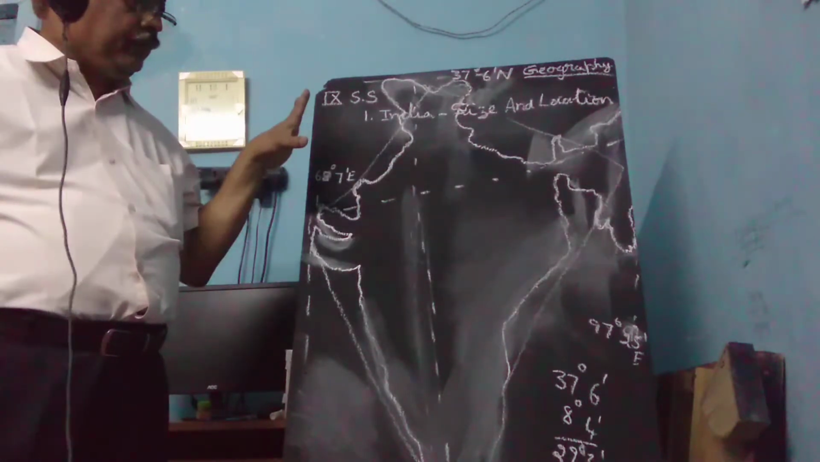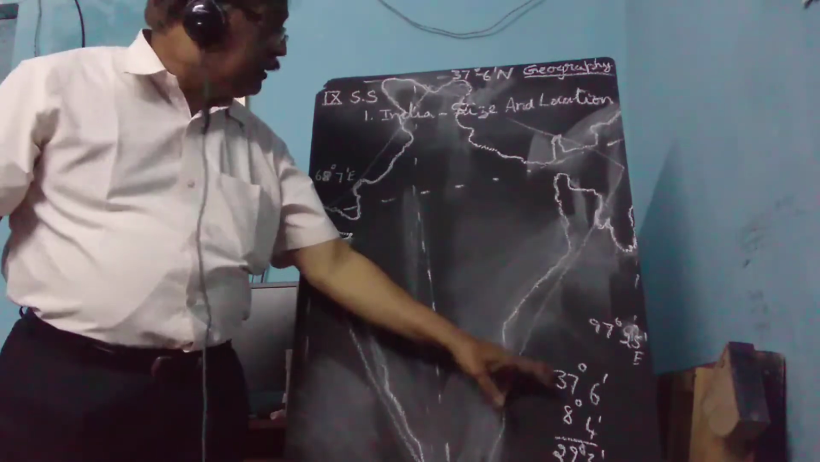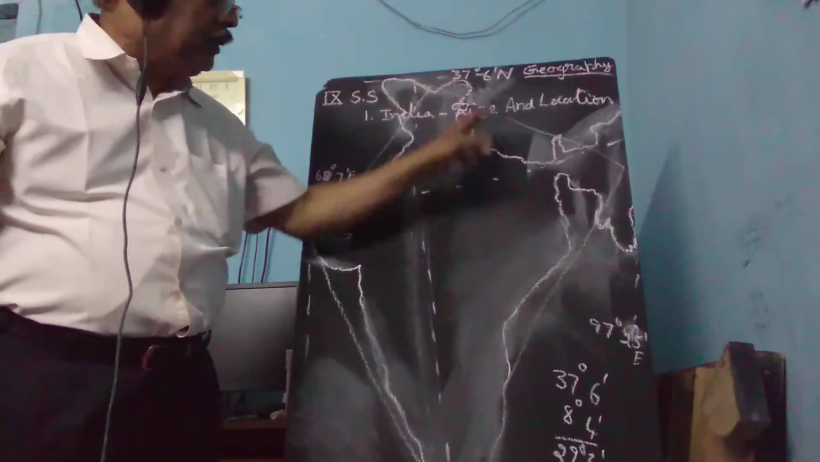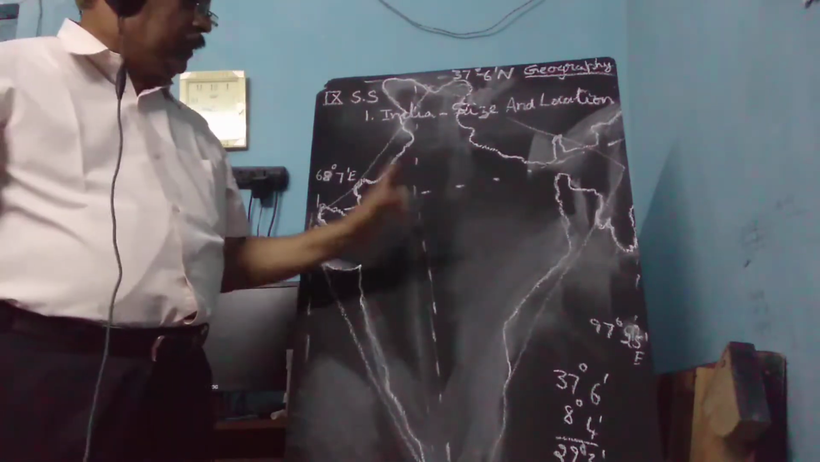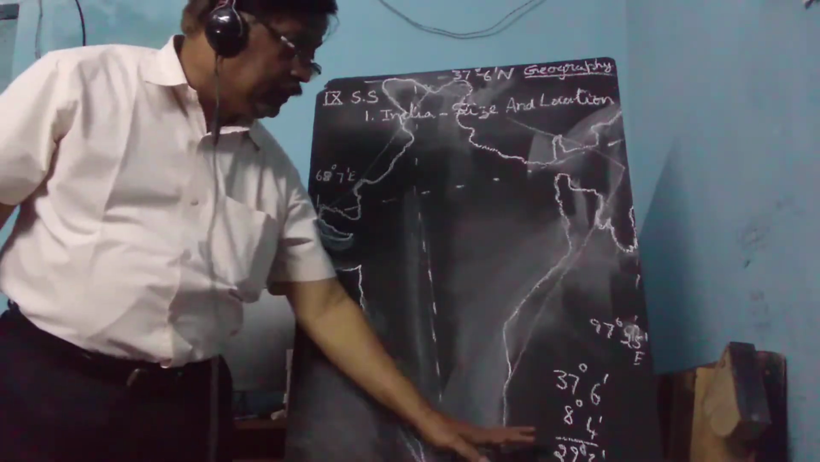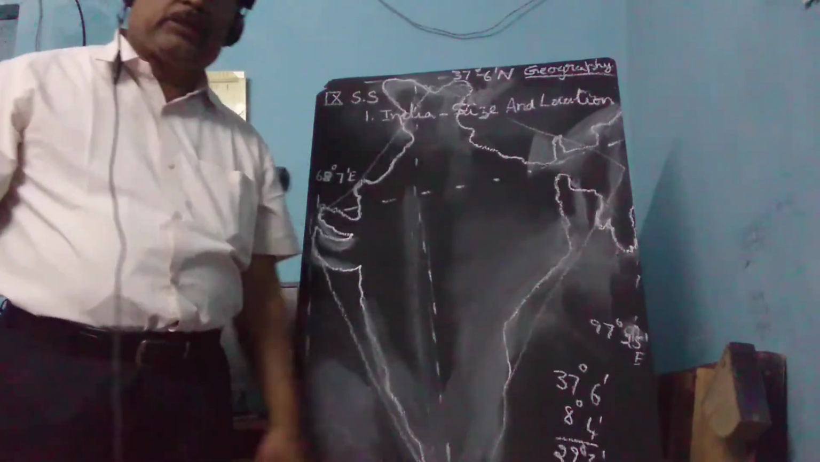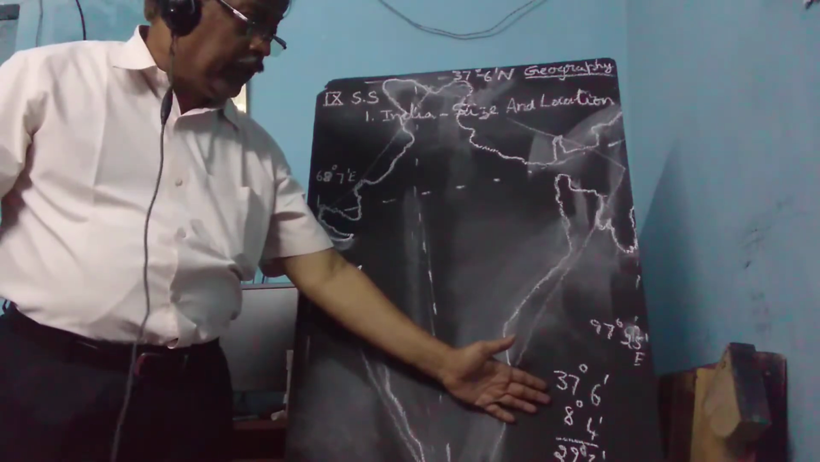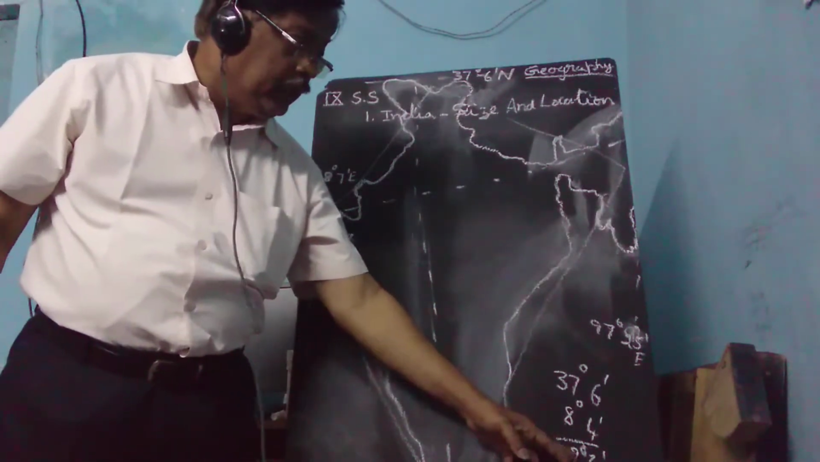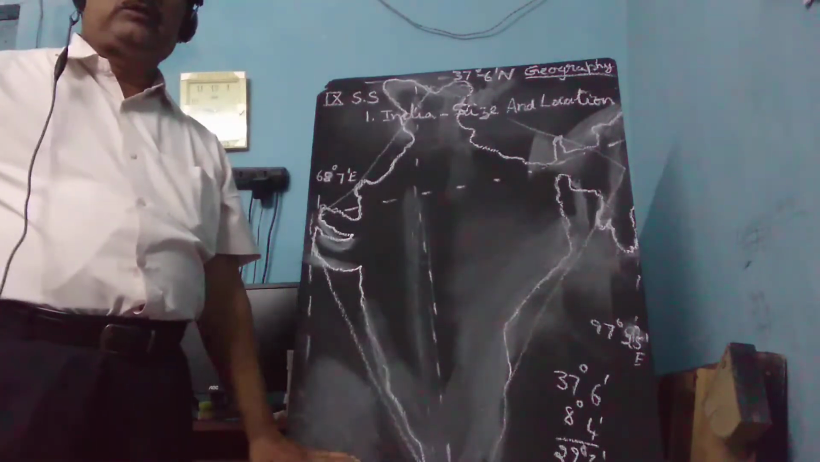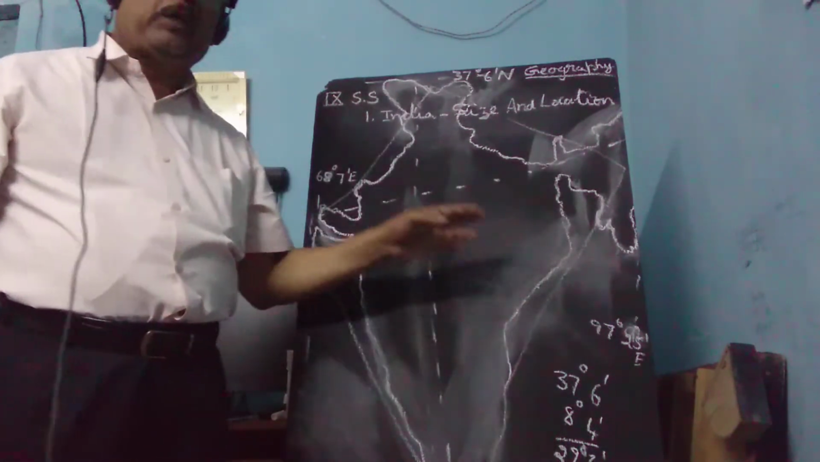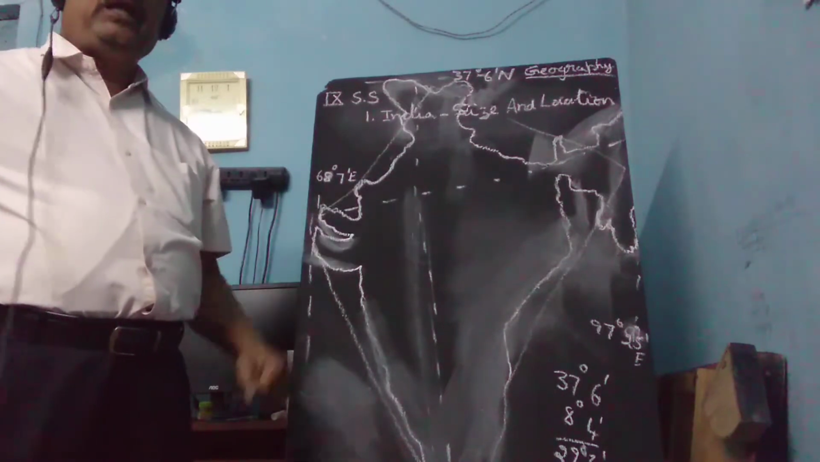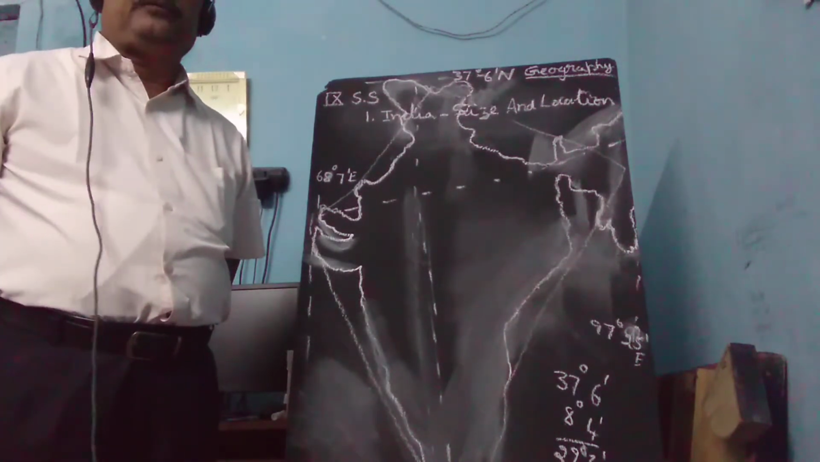See here, the northernmost latitude is 37 degrees 6 minutes, and the southernmost latitude is 8 degrees 4 minutes. I have subtracted, and exactly you got 29 degrees 2 minutes. It means roughly 29 latitudes are passing through India's mainland.